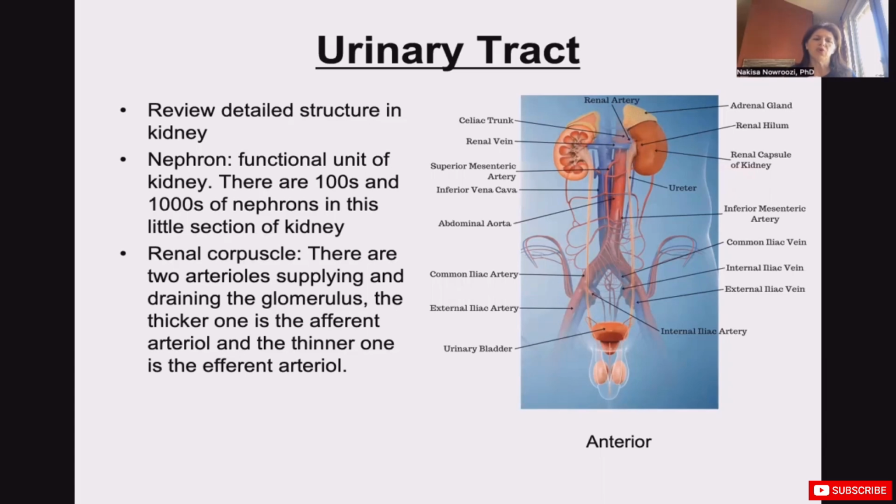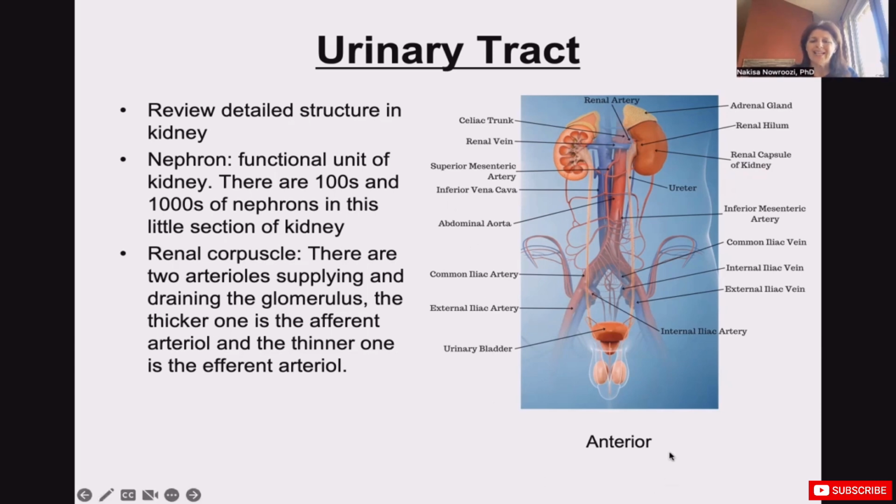When we get to know about renal corpuscle, I want you to pay attention. There are two arterioles, one's supplying and one's draining this corpuscle, renal corpuscle. And the thicker one is called afferent. The thinner one is called efferent arteriole.